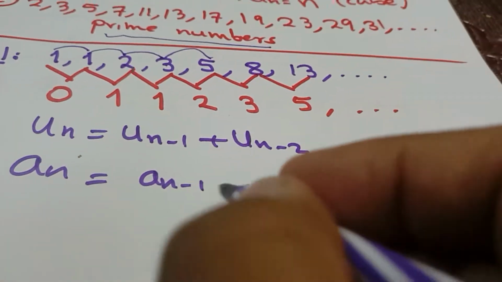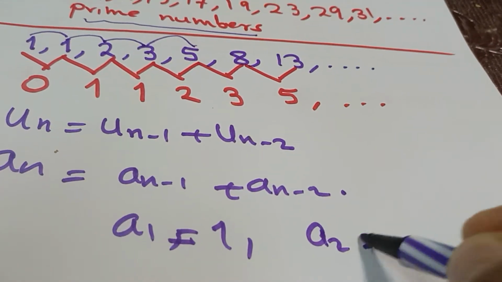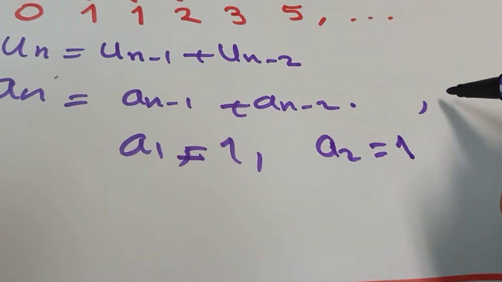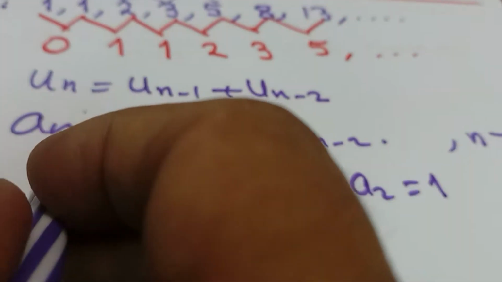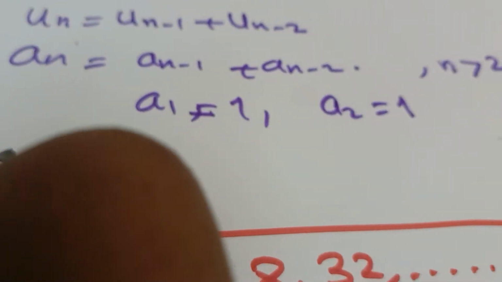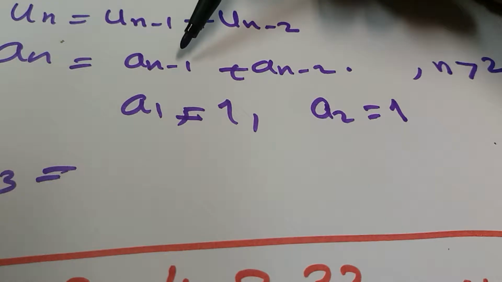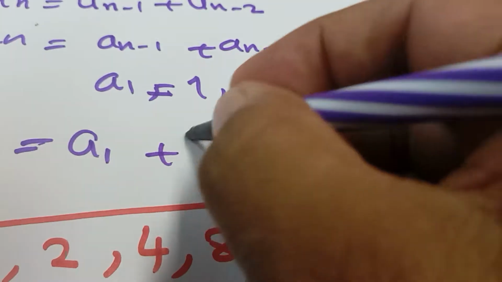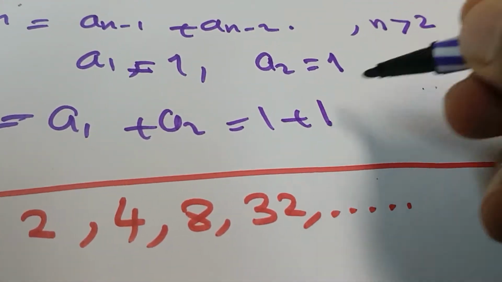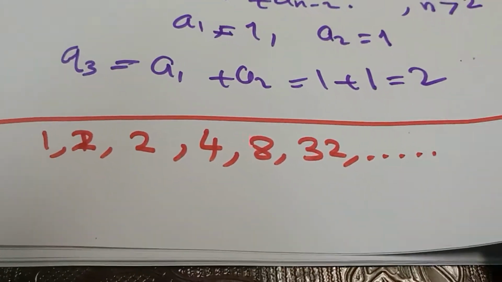So if you say a1 equals 1 and a2 equals 1, and you are going to start with n greater than 2, so it's from 3. If you say a3 here, for example, if you substitute 3 here, then we'll get 3 minus 1, which is 2, and here is 1. So a1 plus a2, which is 1 plus 1, will give you the 2 here. Okay.